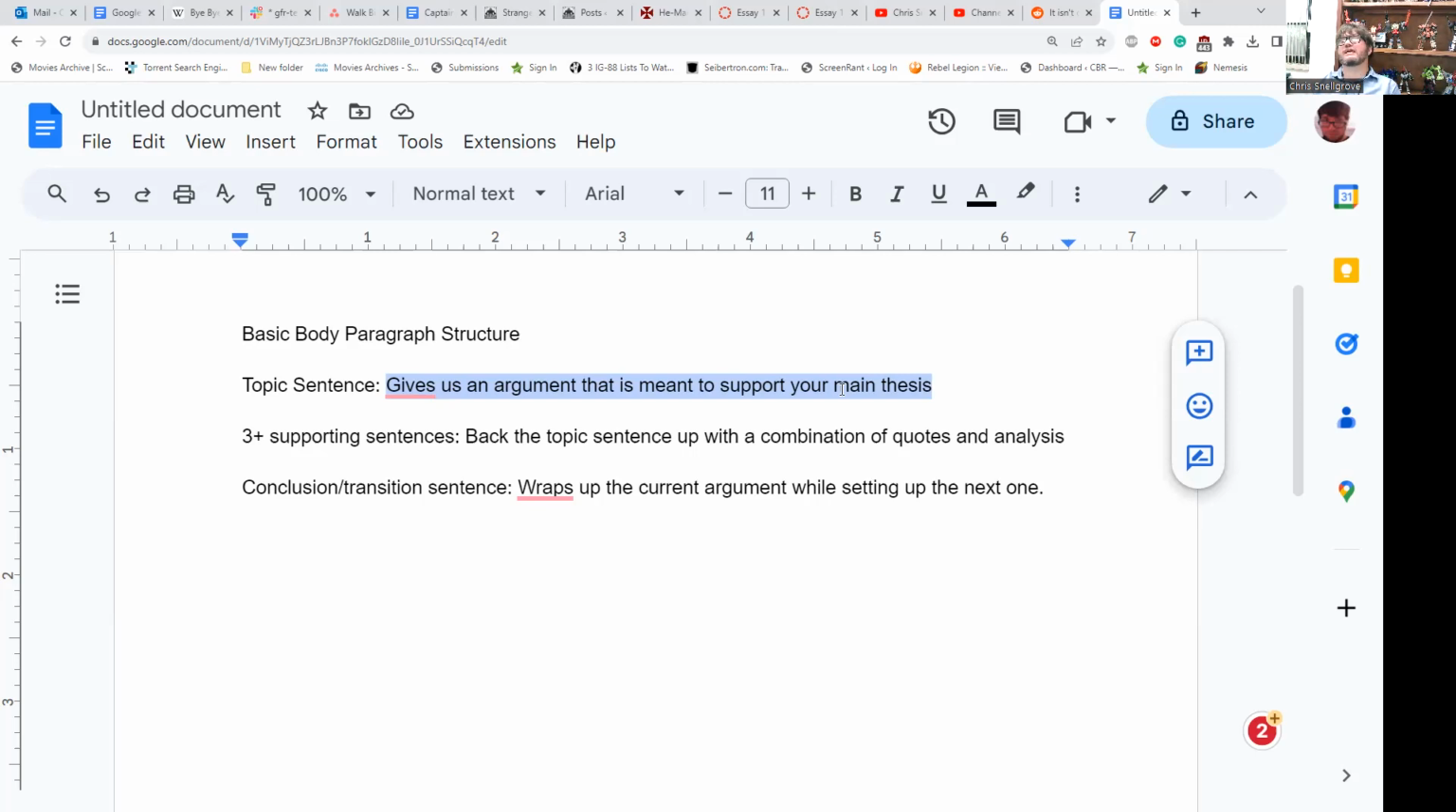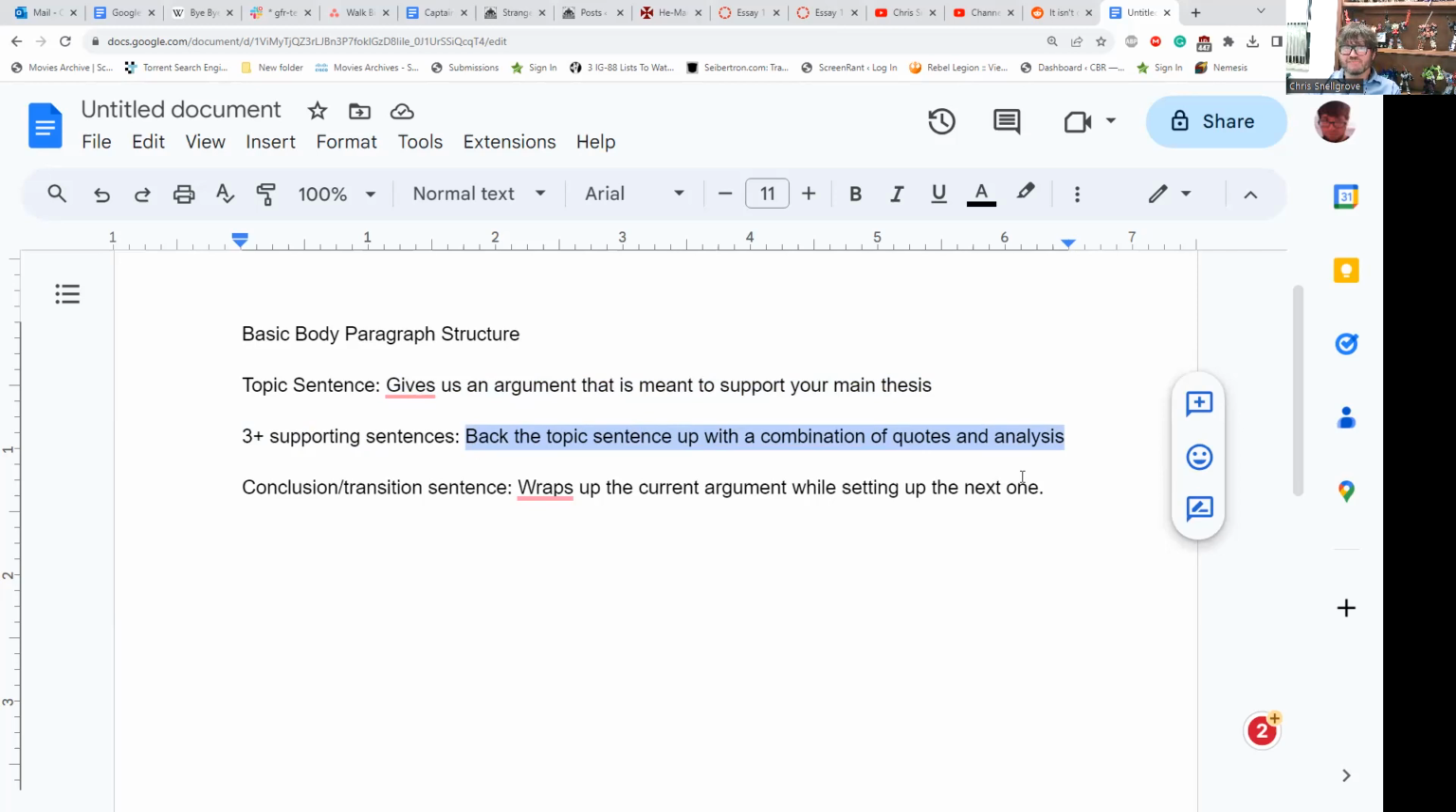So I just want to lay out as much evidence as I can to convince as many of them as I can. So it's like that. Hence the first reason Poe's narrator had BPD. The second reason Poe's narrator had BPD, or the first reason Munro clearly wants us to fight against gender roles, is the second reason. So the topic sentence tells us the supporting argument you're going to argue in that paragraph. And then the three-plus supporting sentences, exactly what it says there: back the topic sentence up with a combination of quotes and analysis.